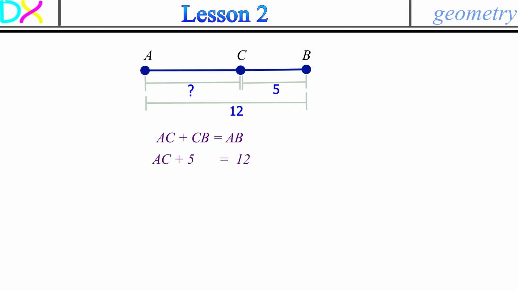Then, I will isolate AC. To do so, I will subtract 5 from both sides of the equation, which will be AC plus 5 minus 5 is equivalent to 12 minus 5. 5 minus 5 is 0, and 12 minus 5 is 7. This simplifies to AC is equivalent to 7, which is the measure of AC.